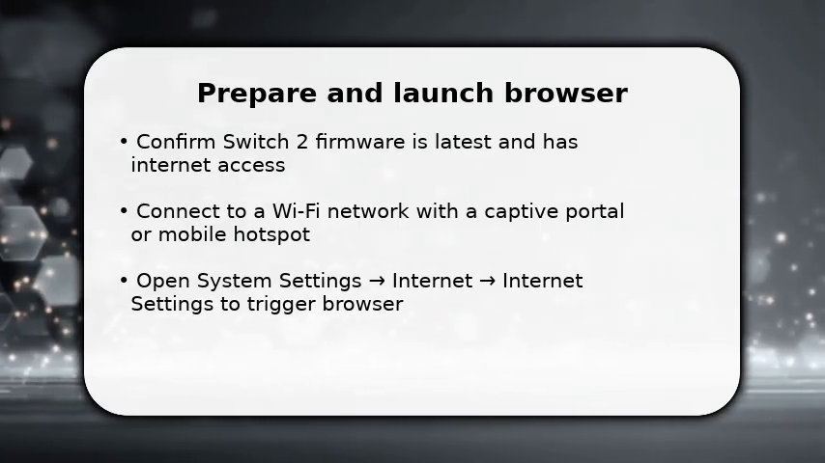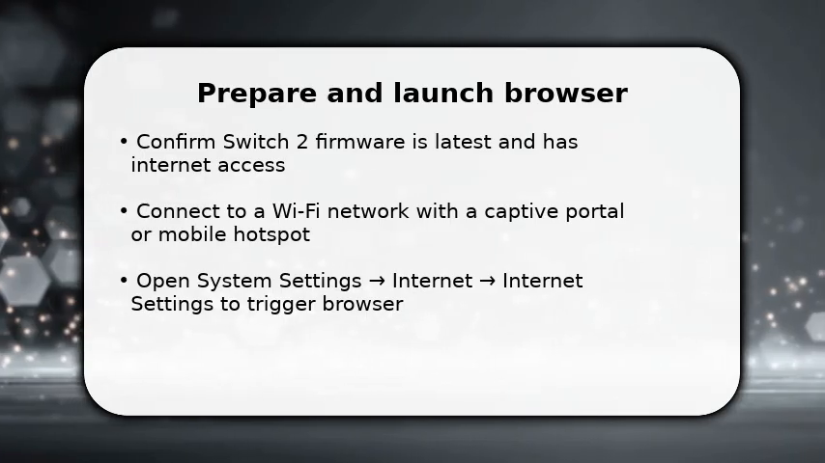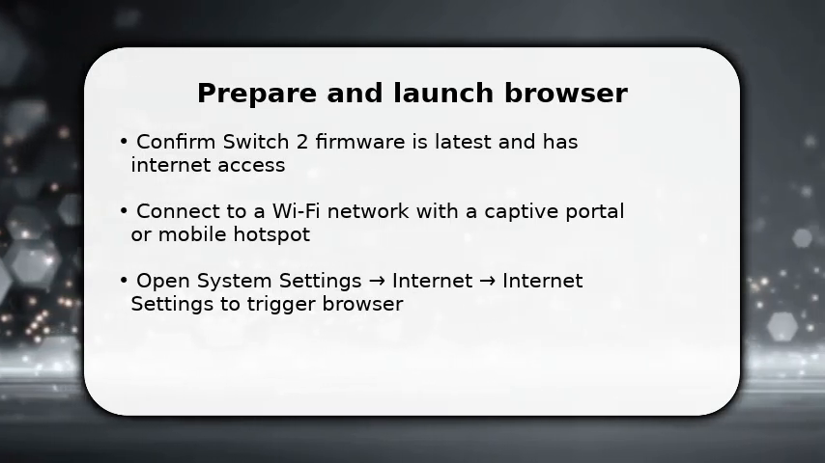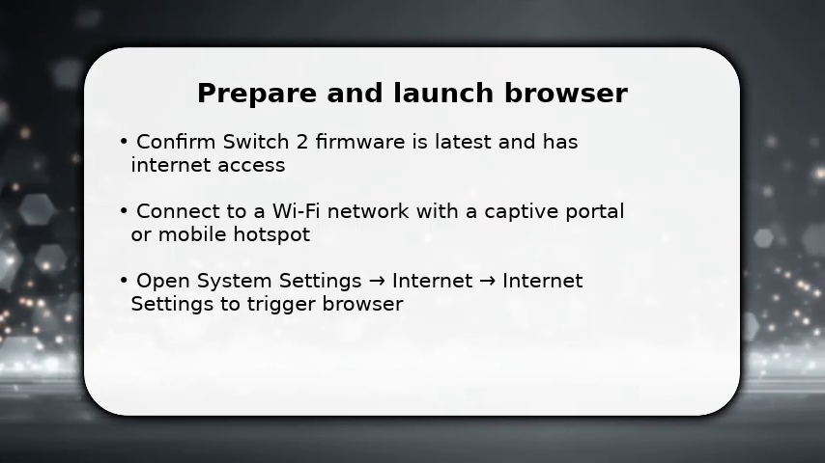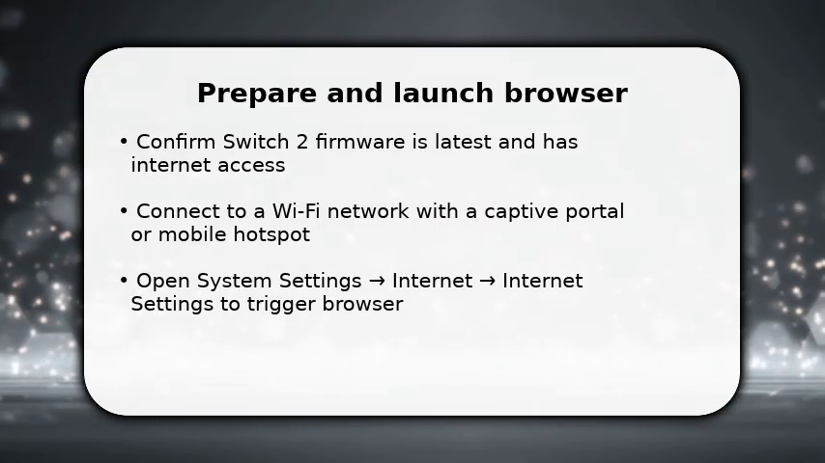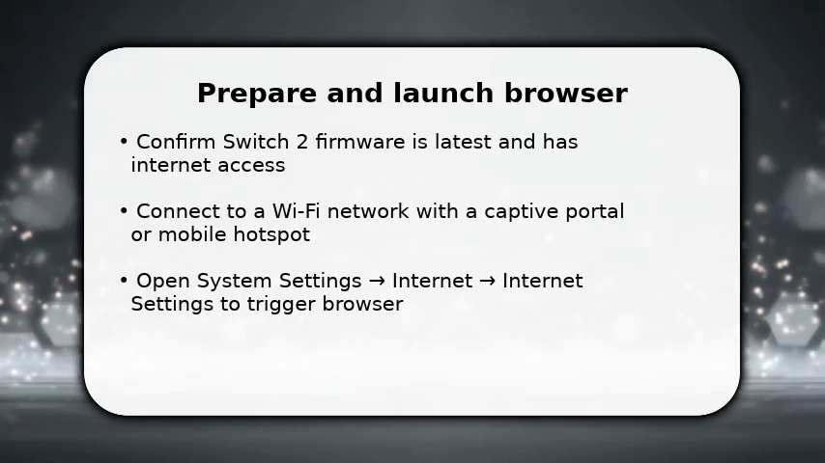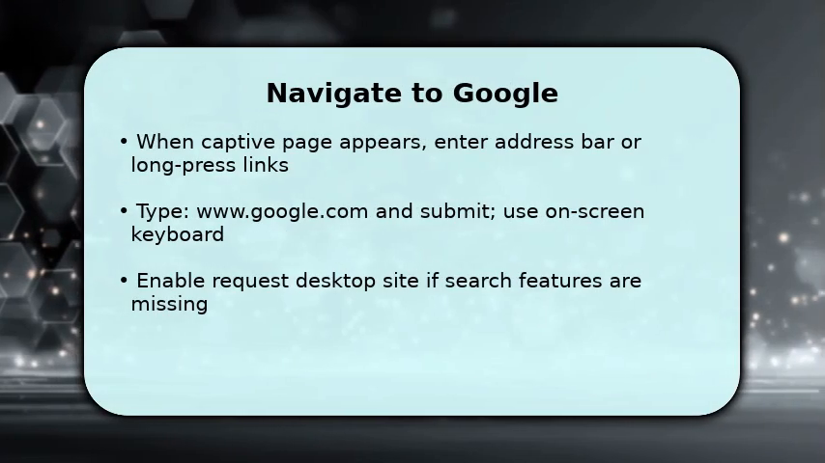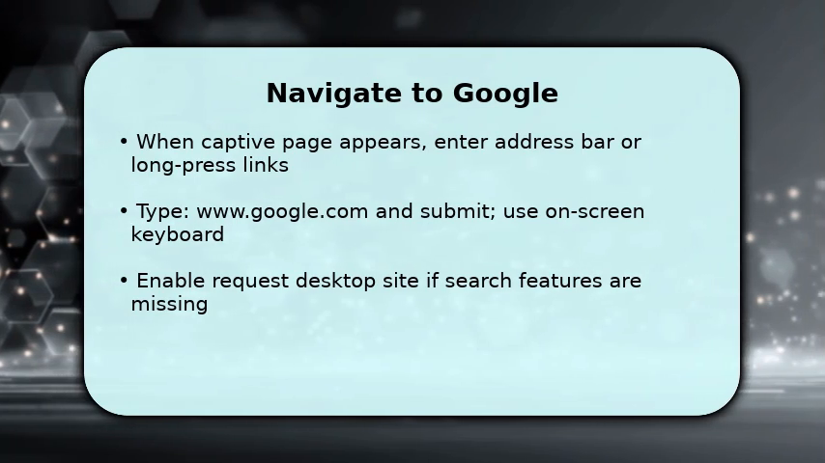Make sure to open System Settings, then Internet Settings, and tap your network. Do not close settings. Once the captive portal loads, you've opened the system browser shell, which allows the next step, navigating to Google. Once the captive portal or web view is active, focus the address input.